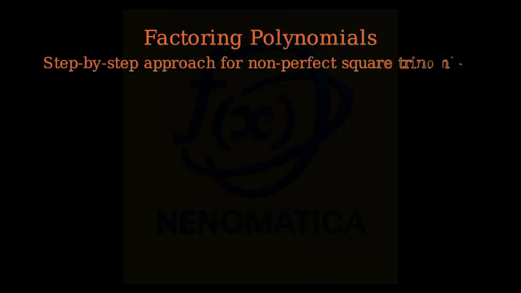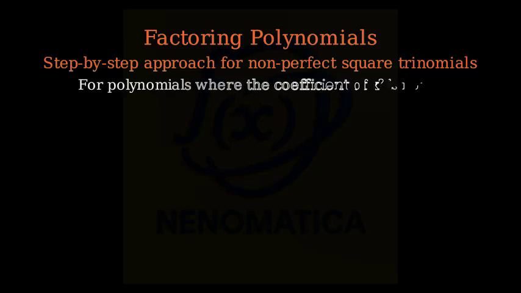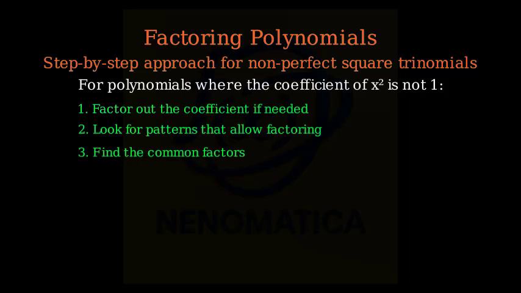Today we'll learn how to factor polynomial expressions using a specific method for trinomials that aren't perfect squares. Before we start with our example, let's understand the general approach. When we have a second-degree polynomial that doesn't have a perfect square, we'll multiply and divide by the coefficient of the squared term to help us factor it completely.